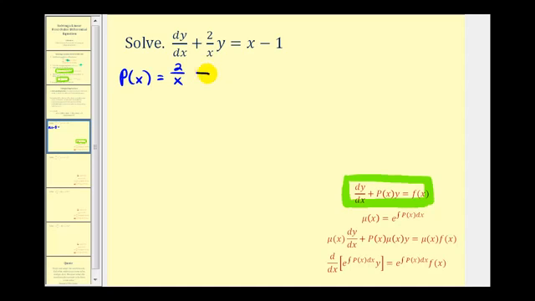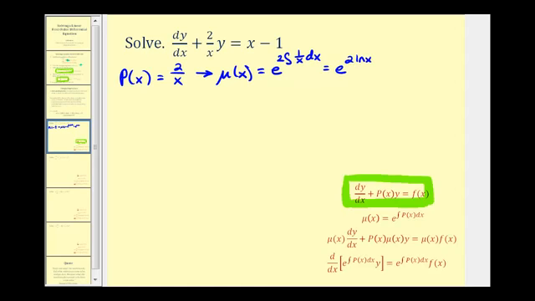So mu of x, our integrating factor, is going to be equal to e raised to the power of the integral of p of x, which is 2 divided by x. I'm going to go ahead and factor the 2 out. So we'd have 2 times the integral of 1 over x dx. Well, the integral of 1 over x is just going to be natural log x. So this is equal to e raised to the power of 2 natural log x.